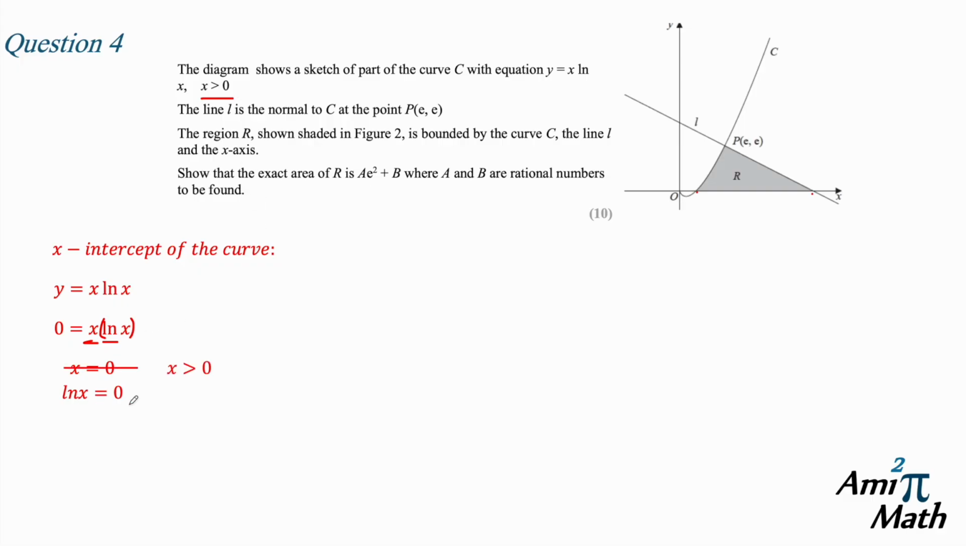However, ln x equals 0. When does ln x equal 0? It equals 0 when x equals 1. We know that because ln 1 equals 0. So we can say that this point here is going to be equal to 1.